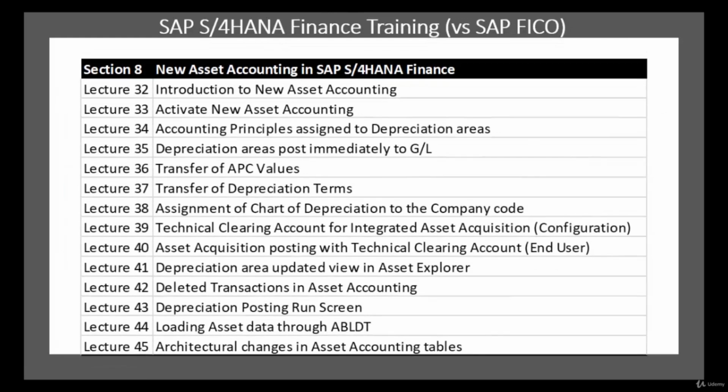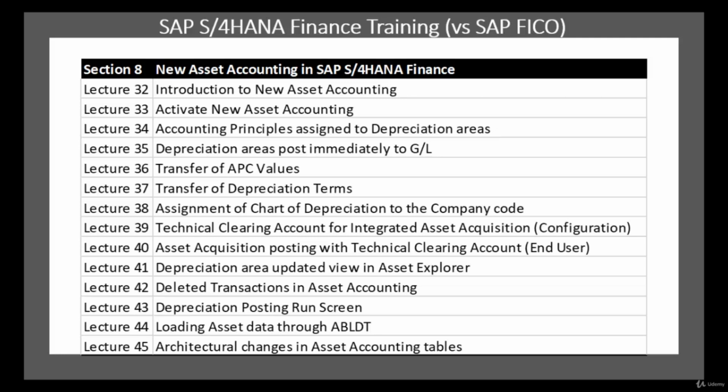In section 8, we will see new asset accounting in SAP S/4HANA Finance, and I will first show you the configuration of accounting principles assigned to depreciation areas and transfer of acquisition and production cost values and transfer of depreciation terms. And then I will assign chart of depreciation to the company code. There is a new concept which is introduced in asset accounting, that is technical clearing account. So first I will show its configuration, and then I will post an asset acquisition with technical clearing account.